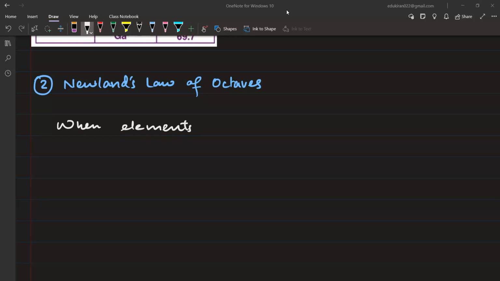But in the times of Newland and Dobereiner, and further we are going to see Mendeleev's periodic table, all of these people, at that time, the protons and electrons were not discovered. Whatever chemistry they were doing was on the basis of weights. So they did not even have the idea of atomic number, and that's why they are all talking in terms of atomic weight.